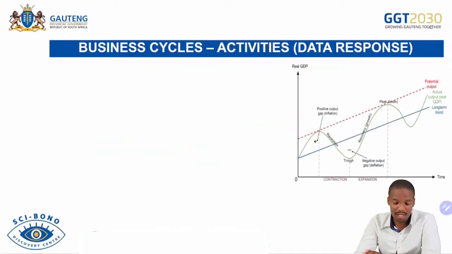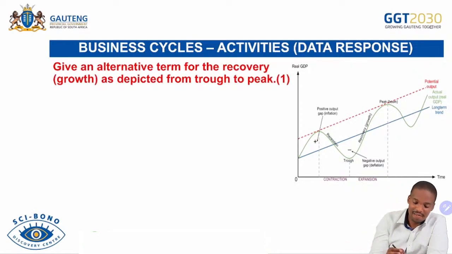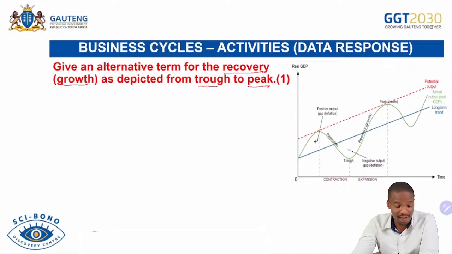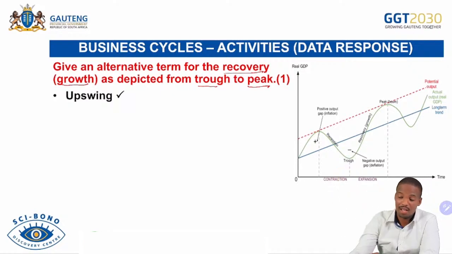So let's answer the questions now. The question says, give an alternative term for the recovery or growth as depicted from the trough to the peak. What is an alternative term for recovery? Then your answer will be upswing. It is going up. The economy is recovering. That is the alternative term.